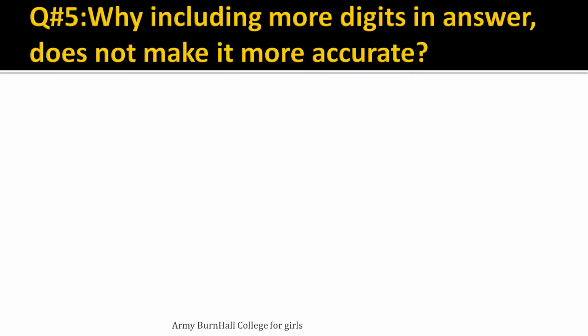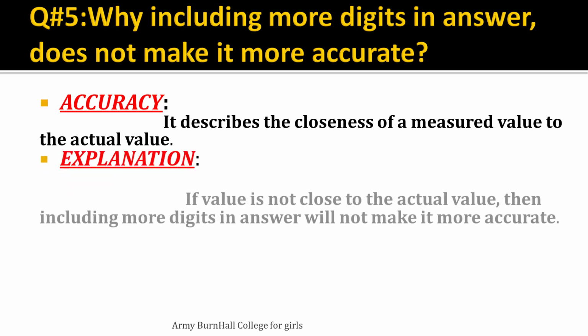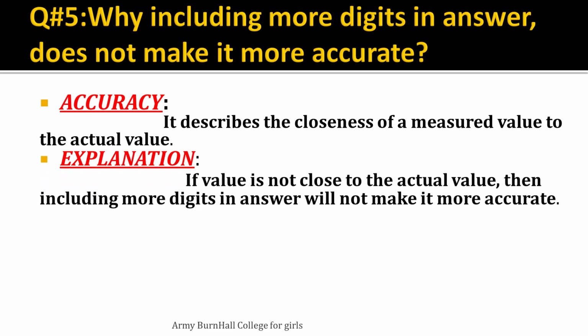Question number 5, why does including more digits in the answer not make it more accurate? So first you will give the definition of accuracy, that it describes the closeness of a measured value to the actual value. Then you will explain that if the value is not close to the actual value, then including more digits in the answer will not make it more accurate. If it is not close to the actual value, it doesn't matter how many digits we are adding, it will not make it more accurate.